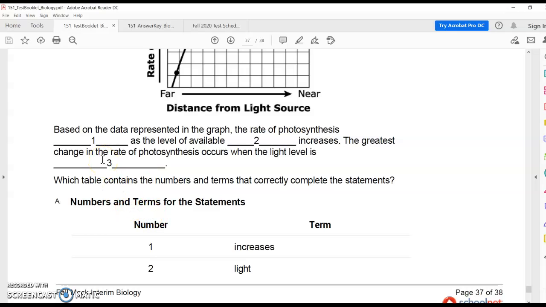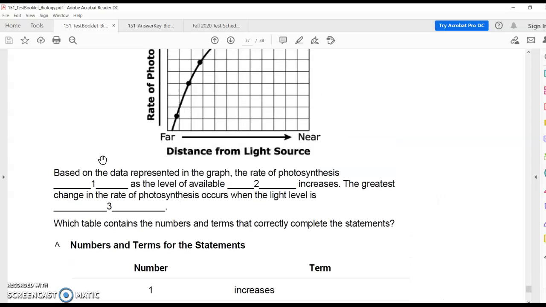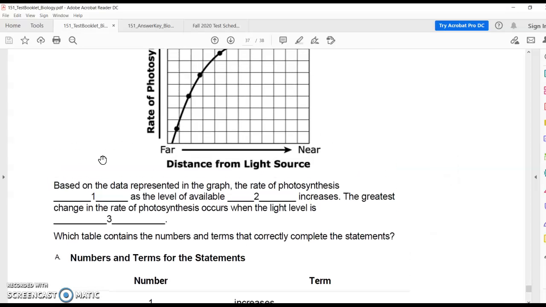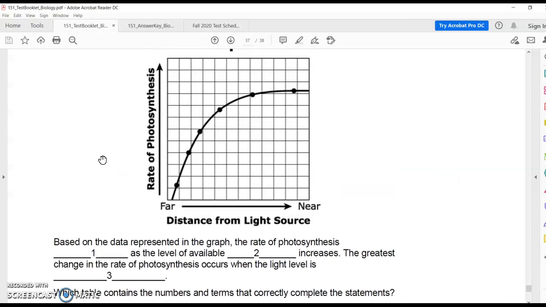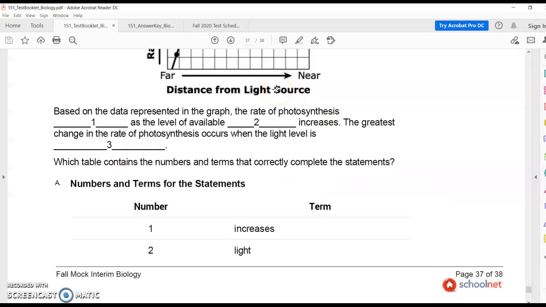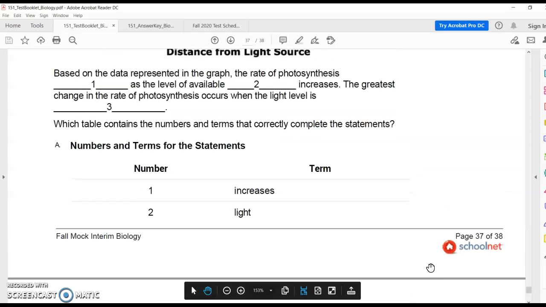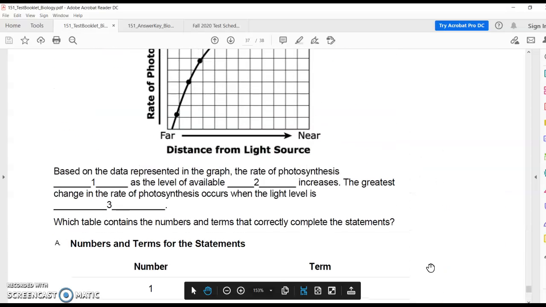So let's see how that reads out. Based on the data represented in the graph, the rate of photosynthesis increases as the level of available light increases, which makes sense. As the light gets closer or near, we can see the curve of the rate of photosynthesis also increasing. The greatest change in the rate of photosynthesis occurs when the light level is low. So the correct answer is A.